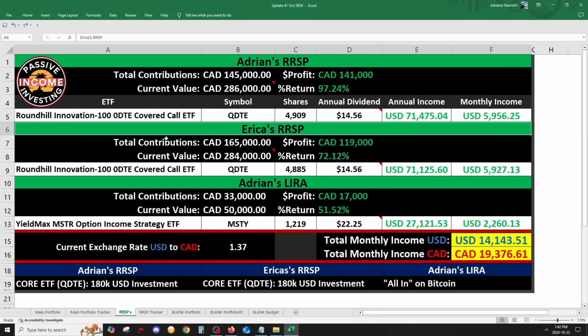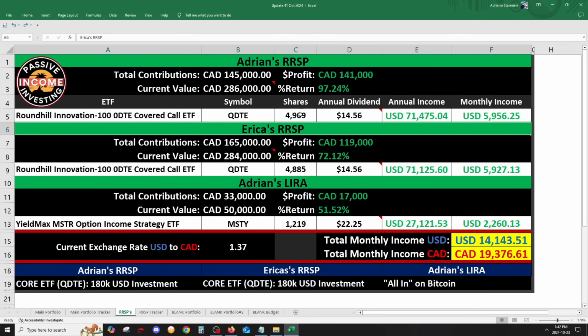You guys know that the NASDAQ 100 is pretty much my favorite index, along with the S&P 500 as well. I really like technology stocks, and this is very heavy on technology without going all in on technology. The NASDAQ 100. So I swapped everything into QDTE.